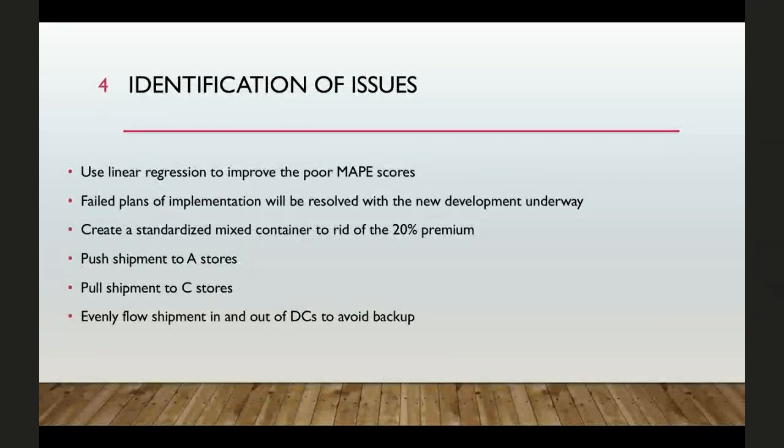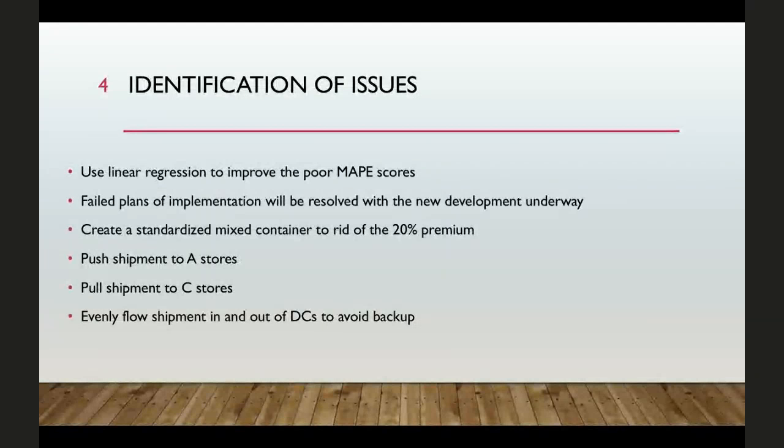For the standardized mixed container, we're doing that so that we can get rid of the 20% premium the suppliers charge, which they have because it's inconvenient to ask them to mix a whole bunch of different containers whenever we ask. With the standardized mixed container, they can already have it packed, and we get rid of that premium. We're going to push shipment to A stores, all of our top stores, because they already sell more, so they'll be able to get everything out a lot easier. Worst case scenario, our top selling stores will never be understocked. They only oversell.